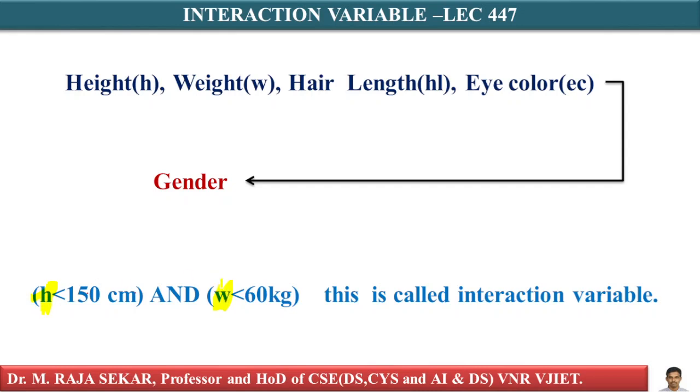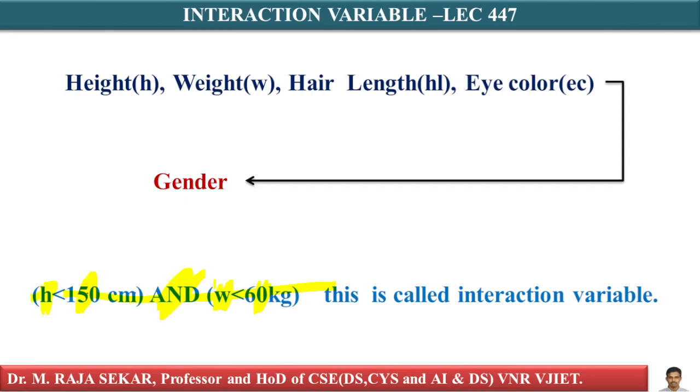You are combining them with some thresholds, using a logical operator. This is called a two-way interaction. This interaction is known as a two-way interaction variable or interaction feature, because you have two variables that you are combining. You are combining height, you are also combining weight, to create a new variable which is useful.